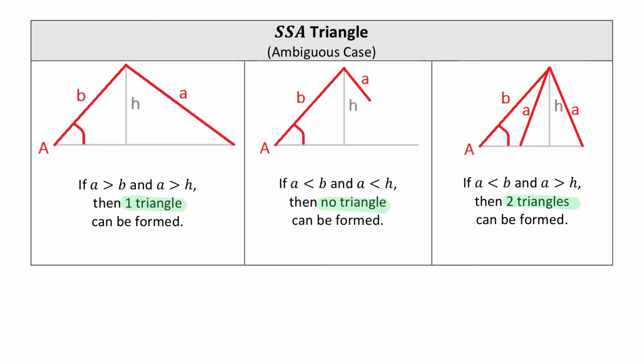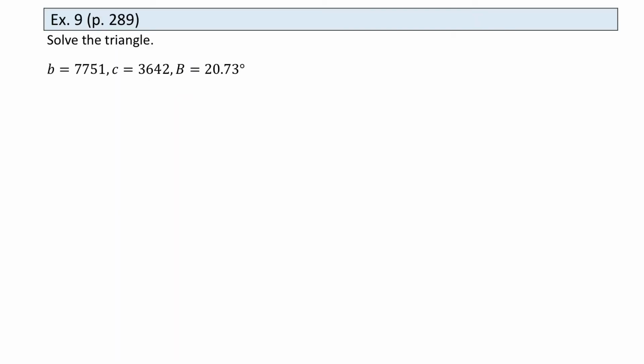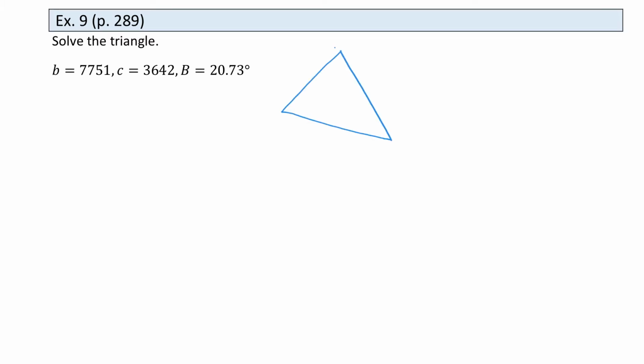Now let's solve some examples involving side, side, angle triangles. This is exercise 9 on page 289. We are given side B and it equals 7,751, side C is 3,642, and angle B is 20.73 degrees. Let's start by drawing the triangle. Then let this be angle A, this one angle B, and this one angle C.